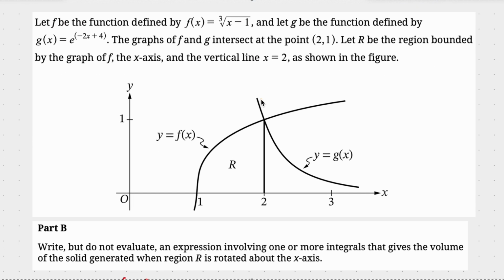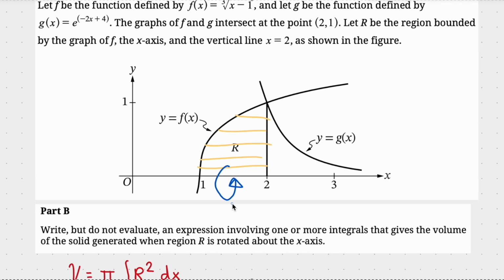Part B. All right, so let's do volume. Region R is rotated about the x-axis. Is this disk or washer? It looks like it's going to be disk because there is no empty space, right? There's no empty space between the region and the x-axis, the axis of rotation. So it's going to be disk.